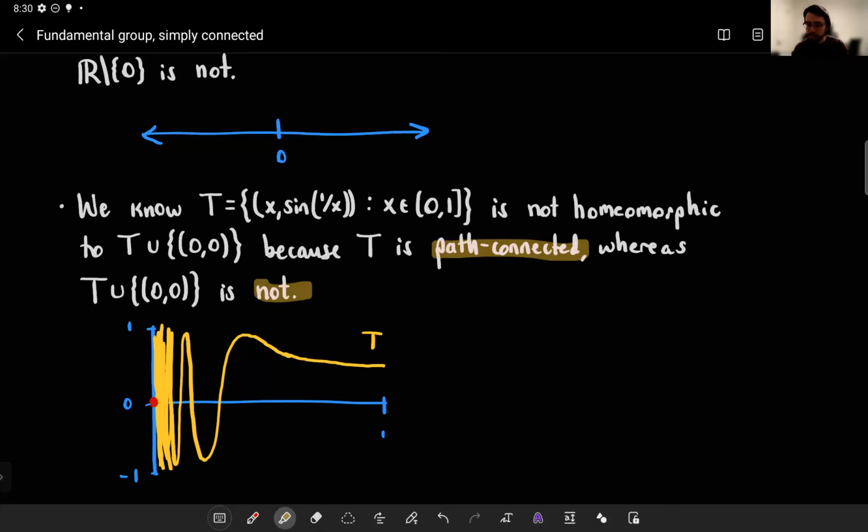Path connectedness is preserved by homeomorphisms. So if these two spaces were homeomorphic, they would have to have the same topological properties, right? They would have to either be both path connected or both not path connected. In this case, one is path connected, the other isn't, so they can't be homeomorphic. And that's all you need to say.